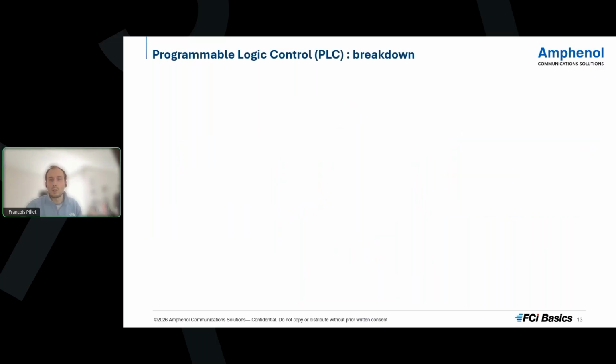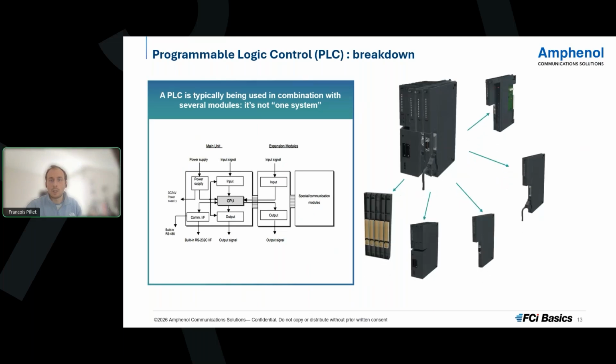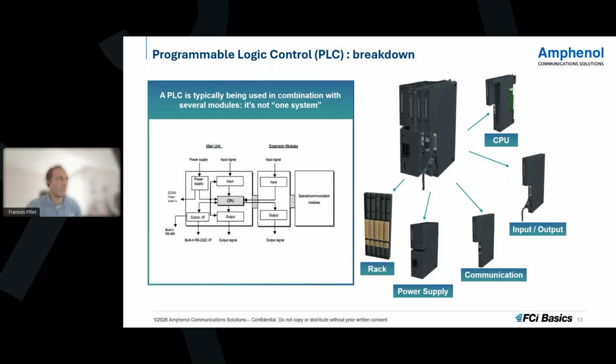On this slide, we can see the overall breakdown of a PLC system, with a schematic on the left showing the main unit used in combination with additional modules. As mentioned earlier, if we list the components, we usually have in a PLC the following ones. The CPU computer module, considered as the brain, the I/O module, which could be seen as a translator, the communication module, which could be named after the bridge, the power supply module, which can be seen as the plug, and the PLC rack, which is the backbone of the PLC.